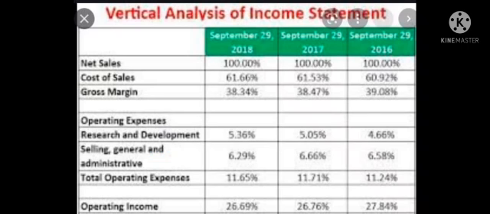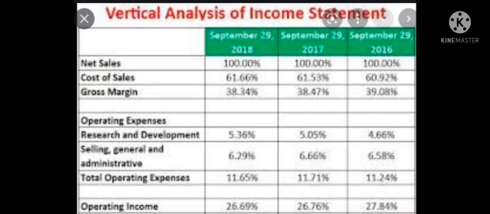Now, the gross profit margin, you'll be dividing your gross profit by the sales revenue and multiplying by 100% to ascertain the value or the percentage that the gross profit actually bears on the total sales revenue of the company.